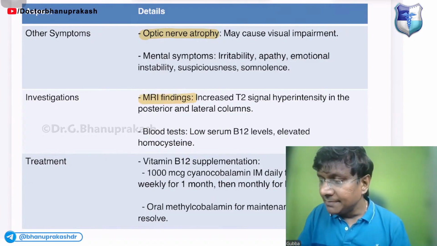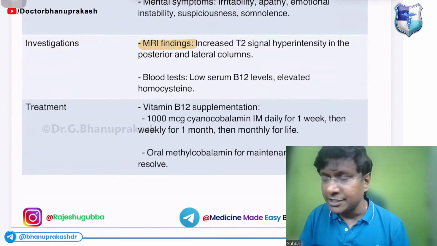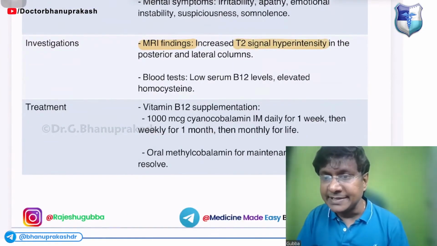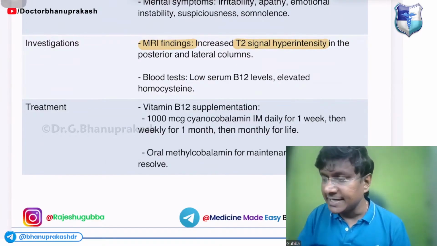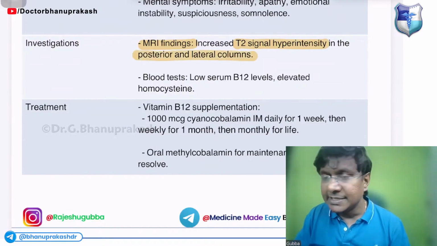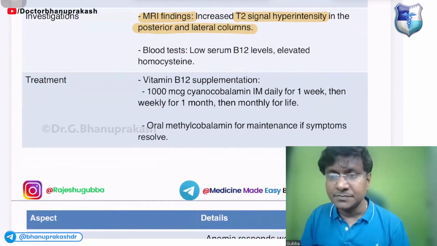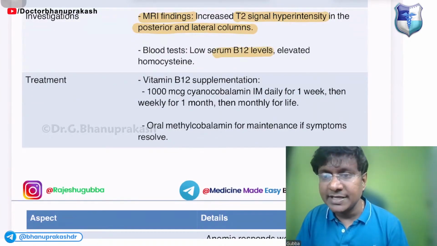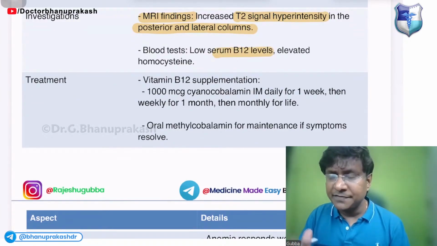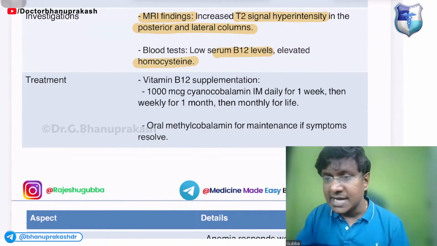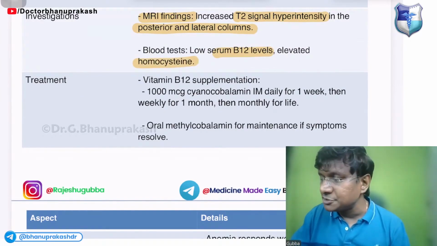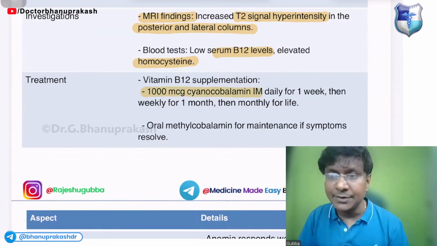When you do MRI in patients with subacute combined degeneration of the spinal cord, there will be T2 signal hyperintensity. And the T2 signal hyperintensity is very common in the posterior as well as the lateral columns. And how will you work up? When you do serum B12 levels, you find that there are low serum B12 levels. And due to B12 deficiency, the homocysteine levels are elevated. And how do you treat these patients with subacute combined degeneration of the spinal cord? You need to give cyanocobalamin.